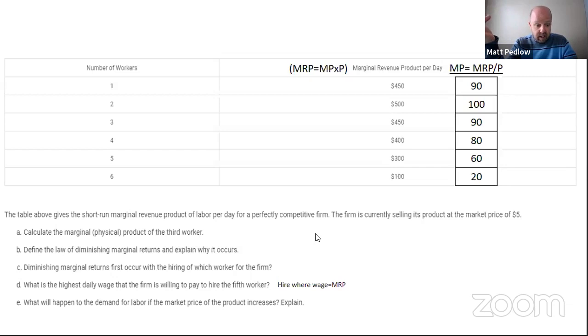It's that easy. If they told you the fifth worker's marginal revenue product is $500, that means if I hire the fifth worker, they're going to make me an additional $500. Guess what I'm willing to do? Pay them up to $500, but not anything more. I'm willing to do that because at the margin, I want to go from the fourth worker to the fifth, and I want to collect that money. I don't want to not hire that person. So the answer is the highest daily wage for the fifth worker, $300.